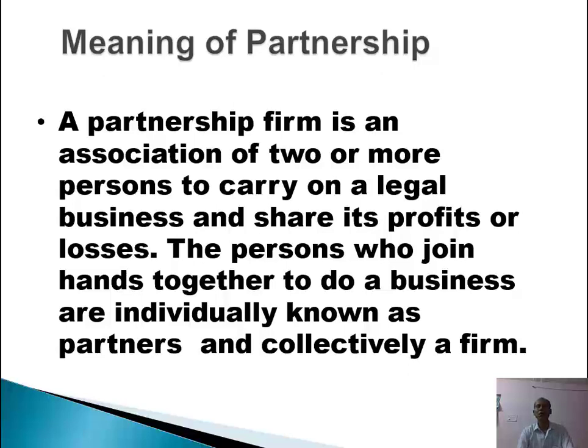The persons who join hands together to do a business are individually known as partners and collectively as a firm, partnership firm. So the members who joined in the firm individually are called as partners, A, B, C, Ram, John, Akbar, like so. And collectively they are called as a partnership form.